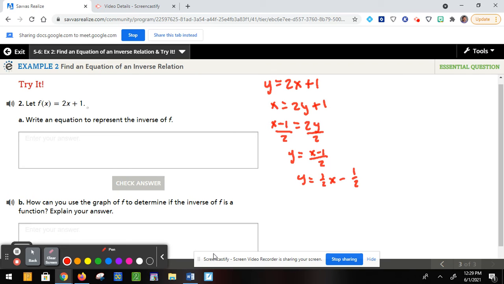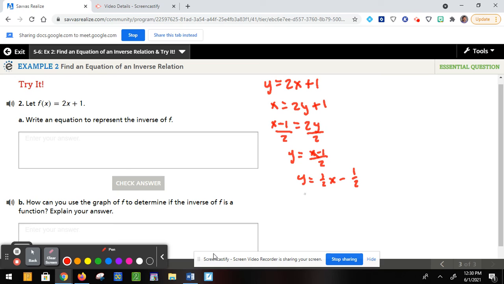All right, so for the first part here, I rewrote f of x equals 2x plus 1 as y equals 2x plus 1. Then I flipped the x and the y. Then I solved for y. So the first thing I did was subtract 1, then I divided it by 2, and then I fixed up the fractions. So x over 2 is the same thing as 1/2 x, and negative 1 over 2 is the same thing as saying minus 1/2.